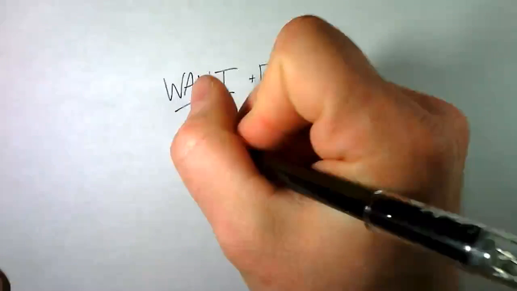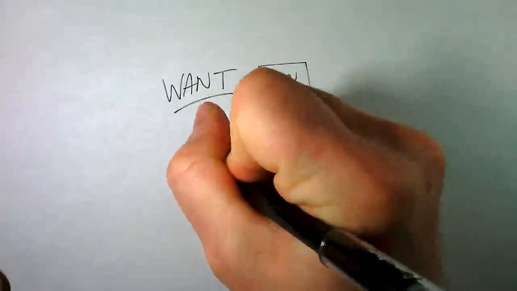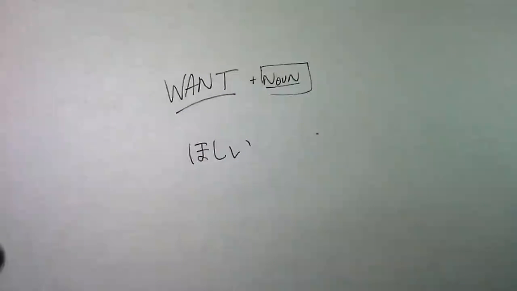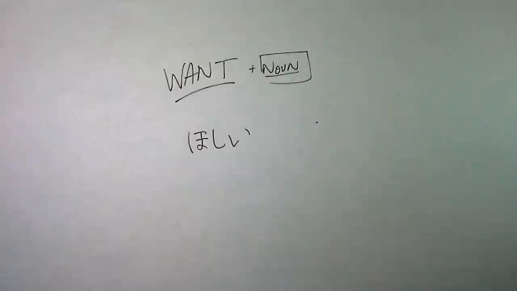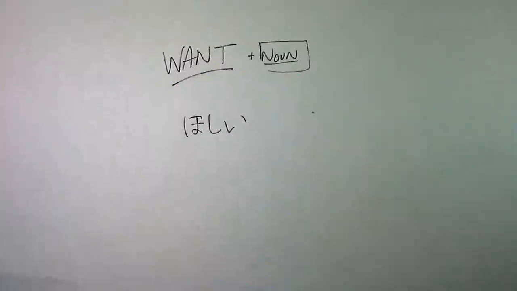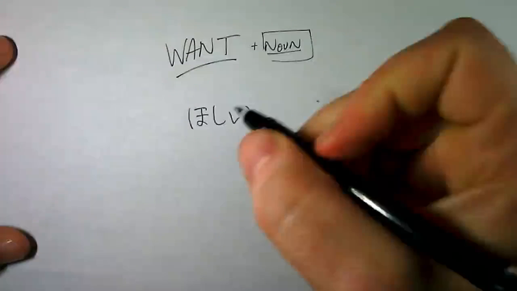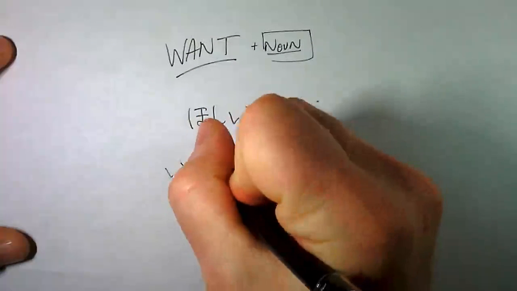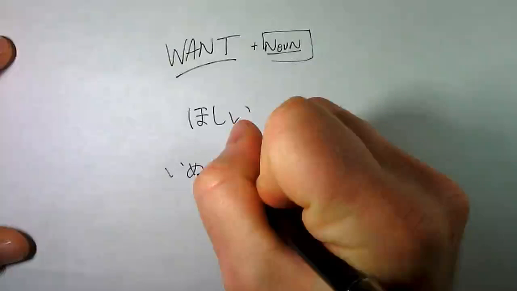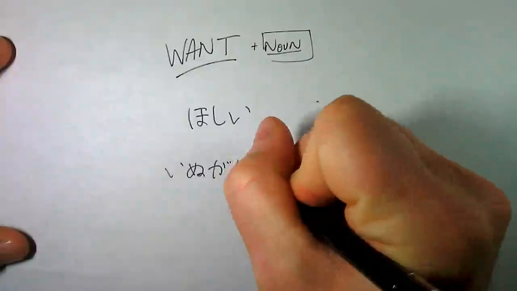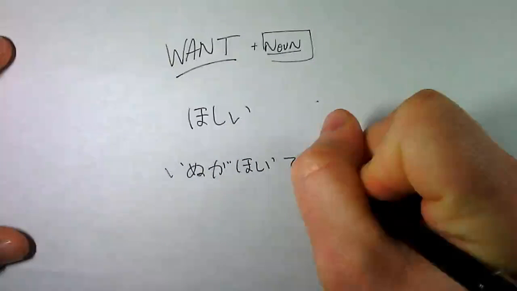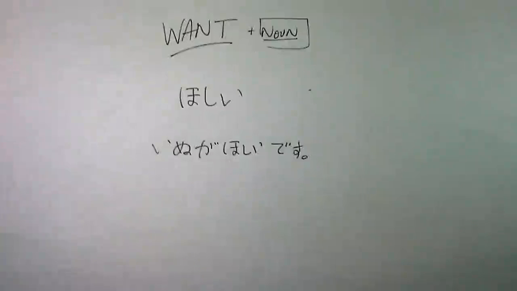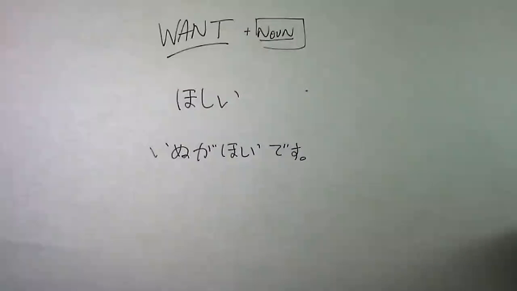The word that expresses want something is hoshii. It's actually an adjective, an e-adjective like utsukushii or kawaii. And so it works in much the same way. So here's how we use it. If I say, inu ga hoshii desu, that means I want a dog.